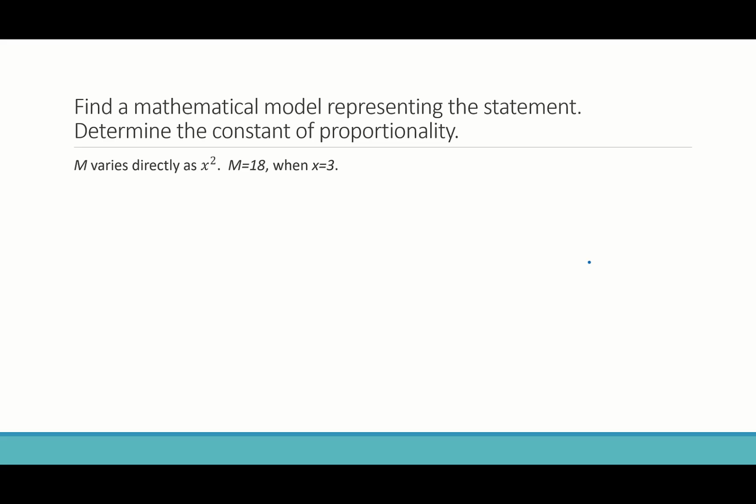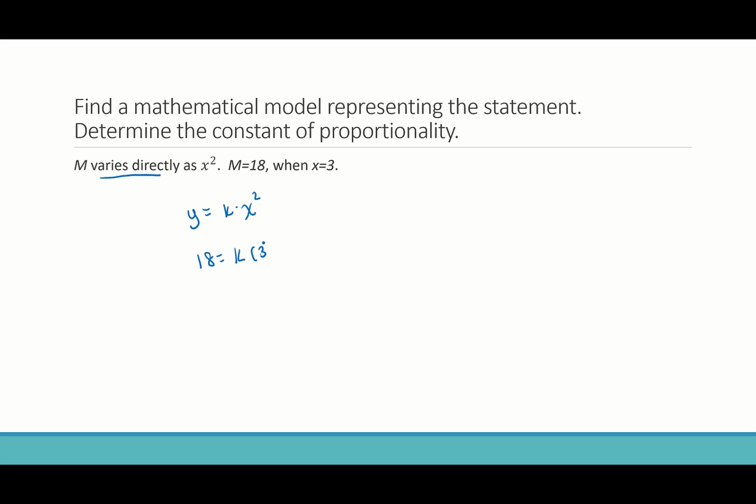First up, we want to write a mathematical model that represents this statement: m varies directly as x squared. We're told m is 18 and x is 3. Okay, so varies directly, we know that we're looking at y equals k times x. Now, in this case, we don't have a y, we have an m, but that's okay. What we need to figure out is that constant of proportionality, right? So we're going to say 18 equals k. Now, it's not x, it's x squared. So actually, we want to use y equals k times x squared.